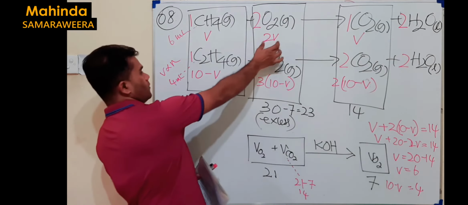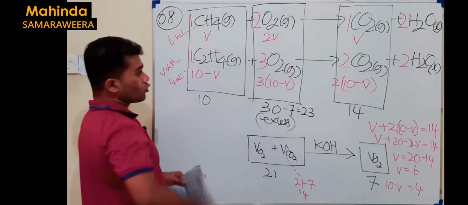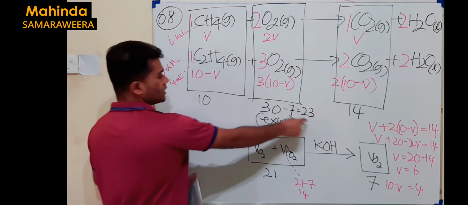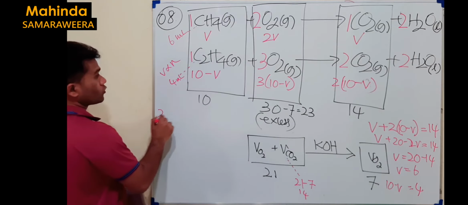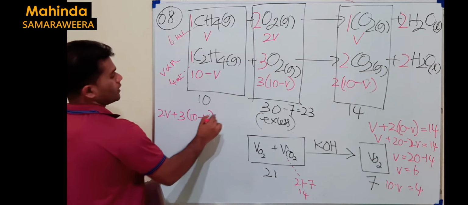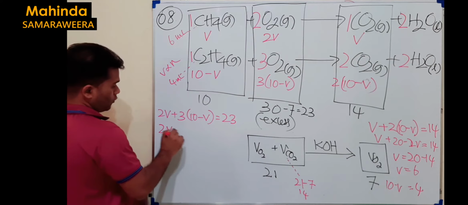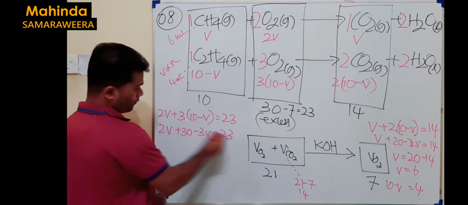So this is the reactant volume of O2. Total volume of O2 reacted is the addition of these two, which is equal to 23. So 2V plus 3 times (10 minus V) equals 23. According to that, 2V plus 30 minus 3V equals 23.